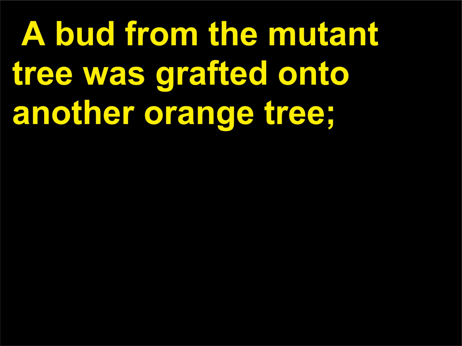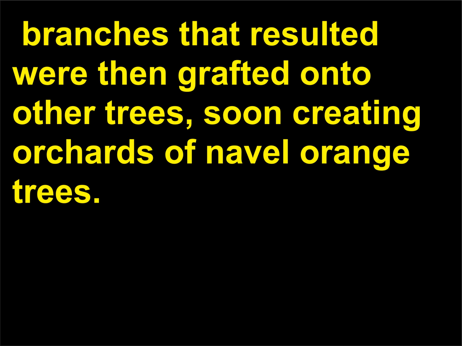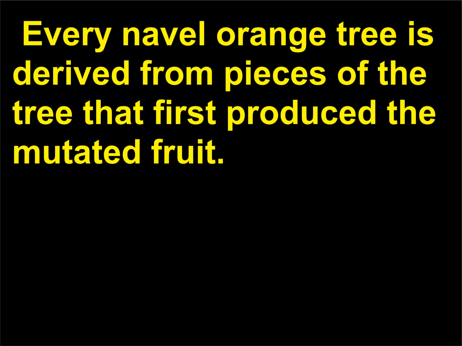A bud from the mutant tree was grafted onto another orange tree. Branches that resulted were then grafted onto other trees, soon creating orchards of navel orange trees. Every navel orange tree is derived from pieces of the tree that first produced the mutated fruit.